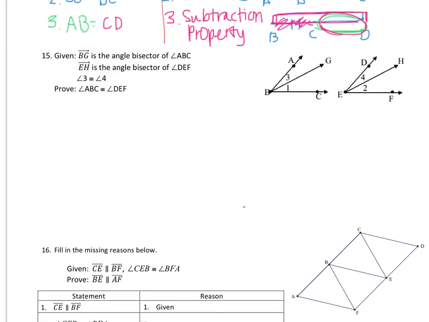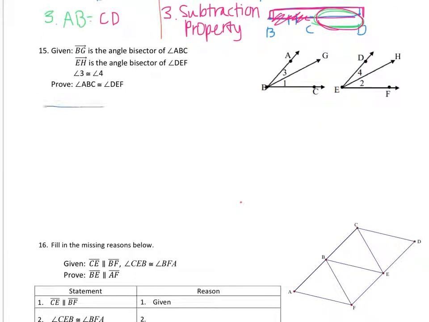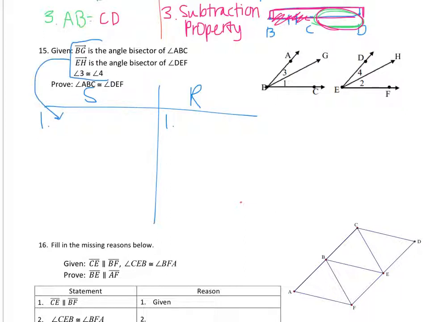In number 15, we have another proof where we're going to start with our T-chart. I'm going to use S and R for statement and reason. This given is kind of long, so I'm just going to draw an arrow here because I have very little space, but you should be writing out the whole given. If you don't, you're losing points. So here I'm told that ray BG is the angle bisector of angle ABC. So I have to remember angle bisector divides an angle into two congruent angles. So if BG is the bisector, that means that angle 1 is congruent to angle 3. So I'm going to write that down.